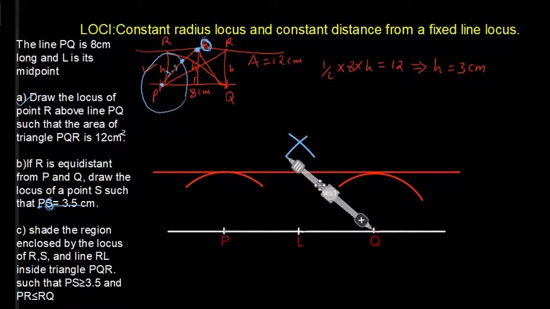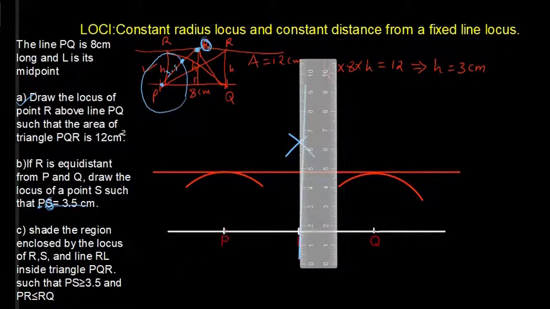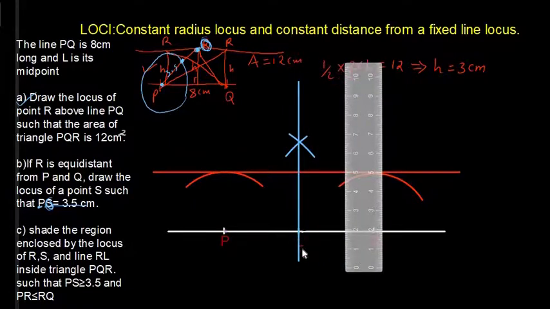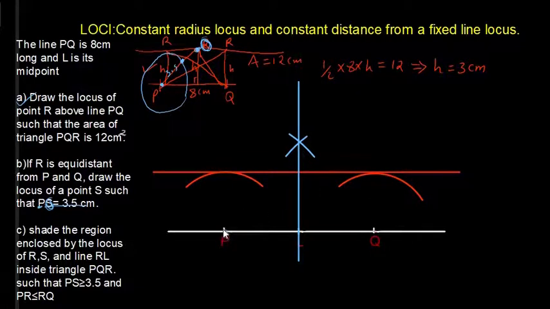And then once that is done, we can now drop the perpendicular line to PQ, and we expect it to pass through point L. So you place your ruler so that you are able to drop the perpendicular line that passes through the points of intersection of the arcs we had drawn earlier on, and of course it has to pass through point L, which is the midpoint. So once that is done, next we are going to get the locus of point S.